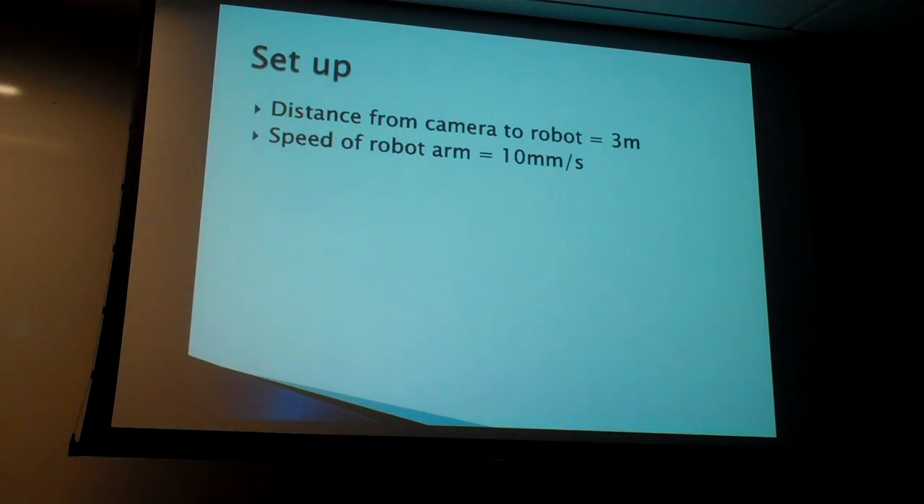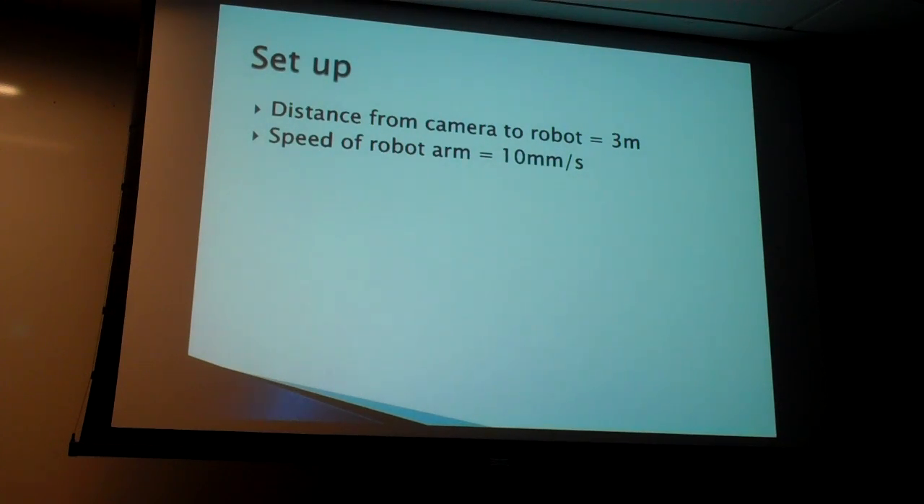Some more notes about the setup. The distance from the camera to the robot was around 3 meters, and the robot arm was moving around 10 millimeters per second. And the reason that's so slow is because if it was moving any faster, the fiducials in the image the camera took would be too blurry to be recognized.